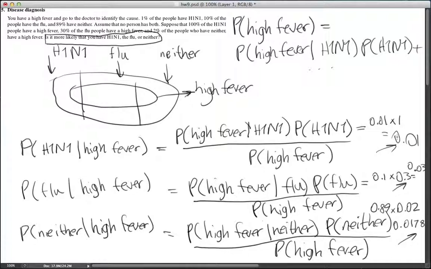If you want to calculate the actual probabilities, you have to divide these numbers by the sum of the three numbers, but I'm not going to do that because that just complicates stuff.